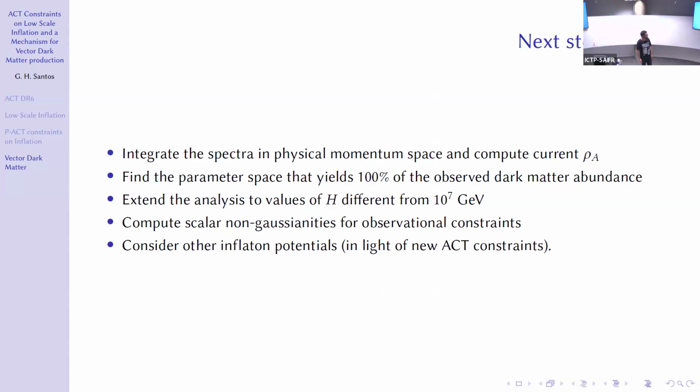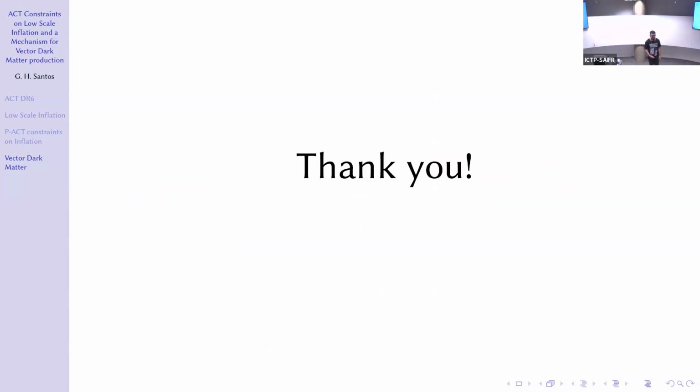I could also compute scalar non-Gaussianities for observational constraints. And of course, we can consider different potentials, because so far I have only considered the T model with n equals 1. Now, in light of the new ACT constraint, we might be interested in searching for other alternatives. And I'm going to include the backreactions again in the list. That's all I wanted to tell you.